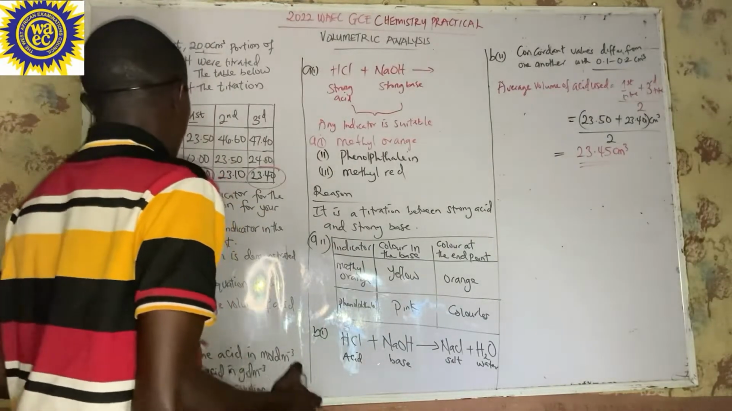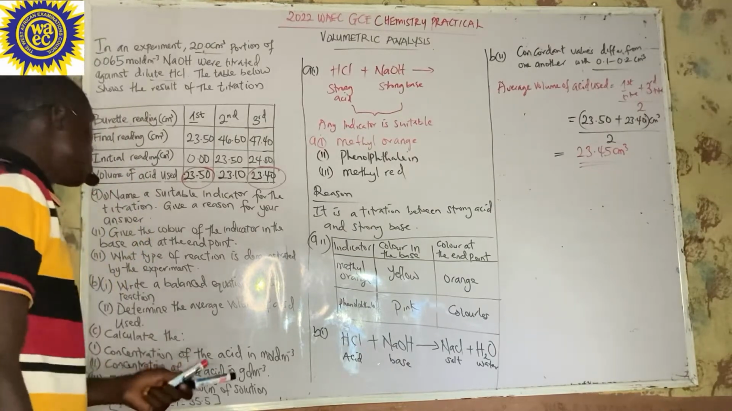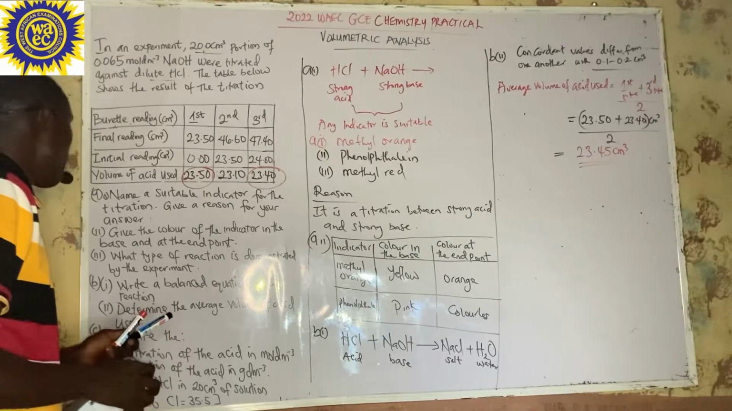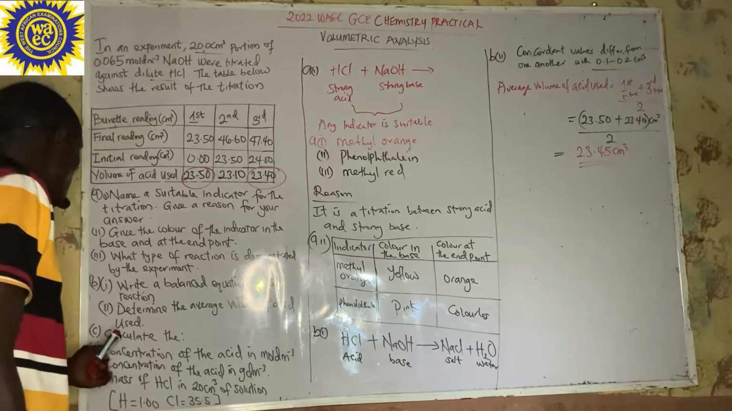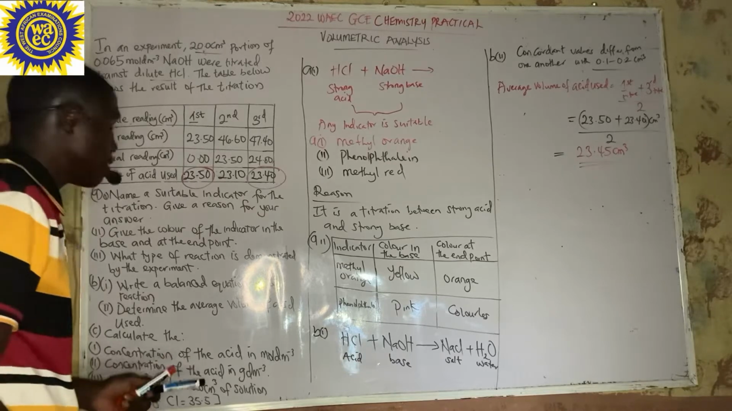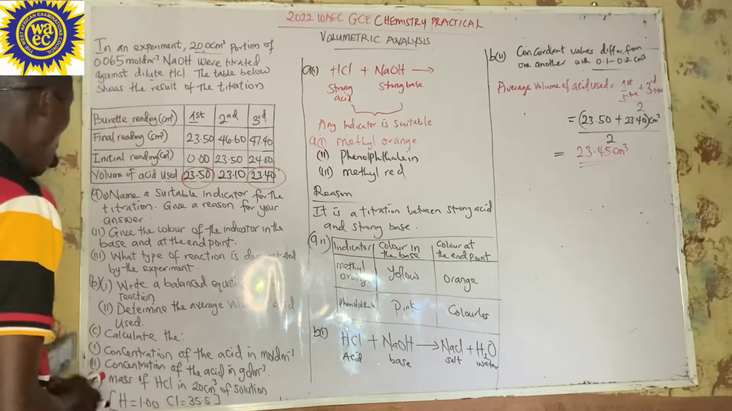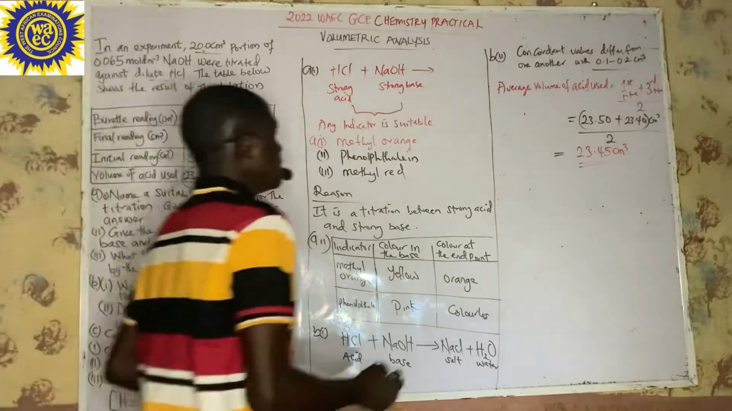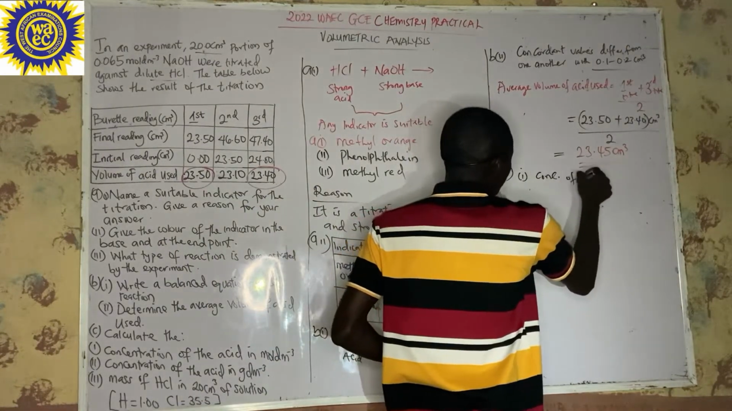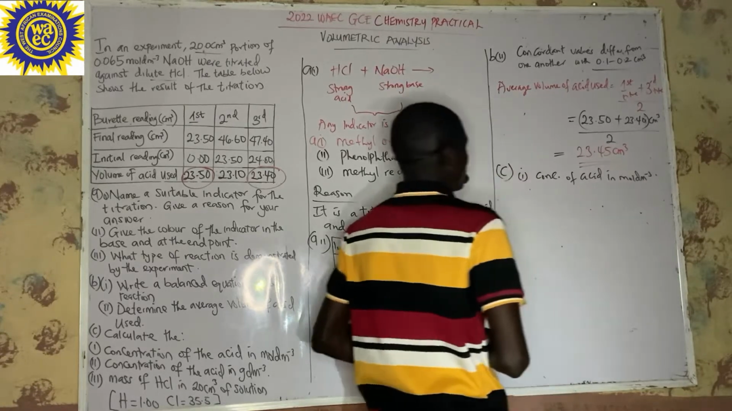So we have successfully calculated Roman figure 2, that is, determined the average volume of acid used. So that's that about Roman figure 2b. Now, 2c: calculate the concentration of the acid in mole per dm cube. Concentration of the acid in mole per dm cube.